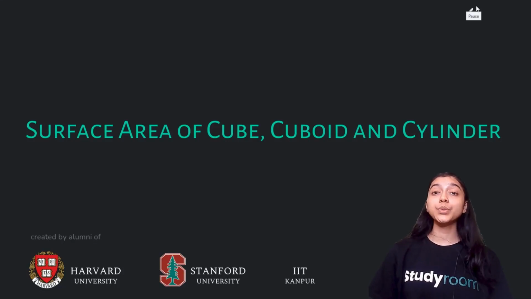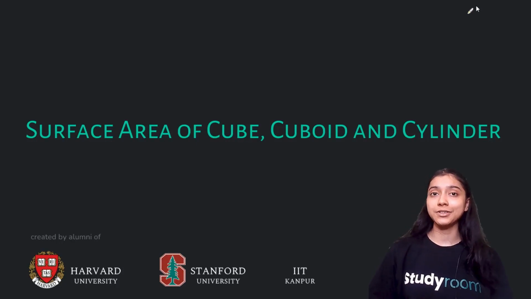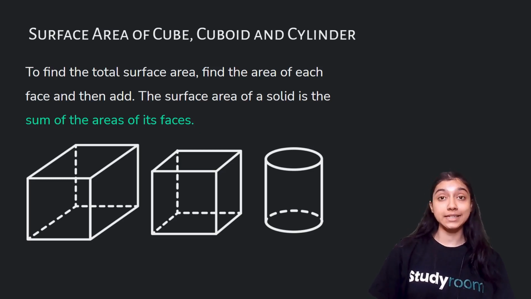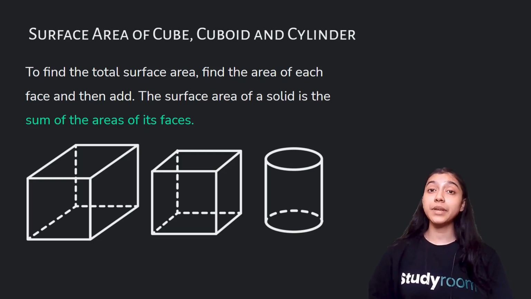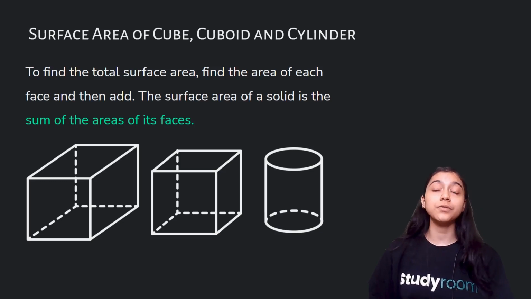In today's lecture, we'll be discussing a topic of mensuration, that is surface area of a cube, cuboid and cylinder. So let's get started. The very first thing that I'll be teaching you is the total surface area of a cube, cuboid and cylinder. The basic concept behind this is that the total surface area of any solid is actually the sum of the surface areas of each of its faces.